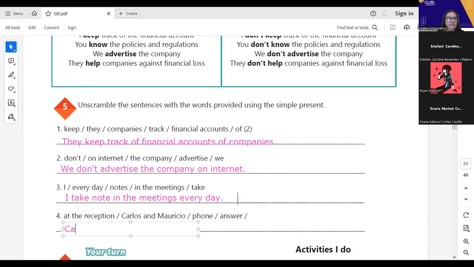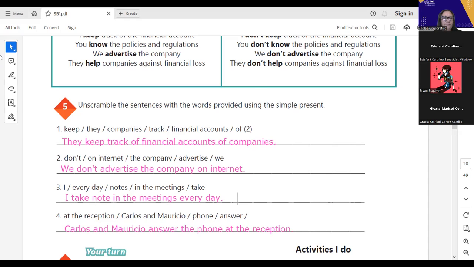Next. Carlos and Mauricio answer at the reception phone. Carlos and Mauricio answer the phone at the reception. Aunque acá le falta el arco realmente. Generalmente decimos answer the phone at the reception. Okay. Good. All right.